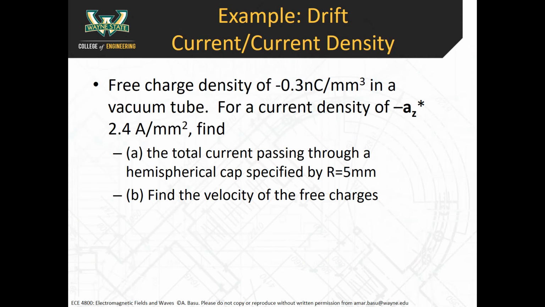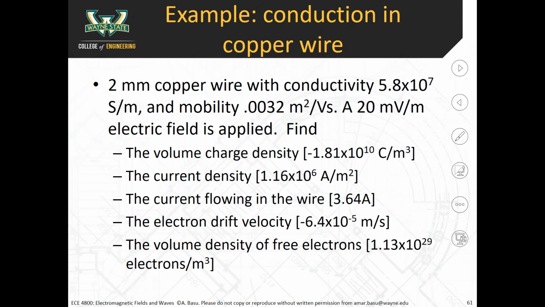Do we want to do this problem? I think I'm going to skip this one in the interest of time. We'll come back to it. Let's do a simpler problem at the beginning. A 2 millimeter copper wire with conductivity 5.8 times 10 to the 7th Siemens per meter and mobility 0.0032 meters squared per volt second. You see you're given the friendly MKS units in this problem. A 20 millivolt per meter electric field is applied. Find the volumetric charge density, the current flowing in the wire, the electron drift velocity, and the volume density of free electrons.